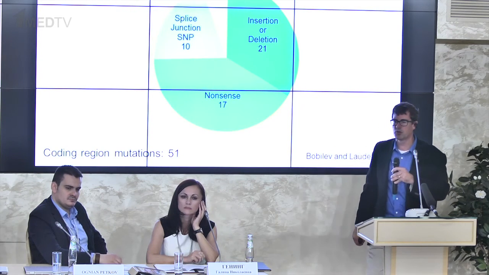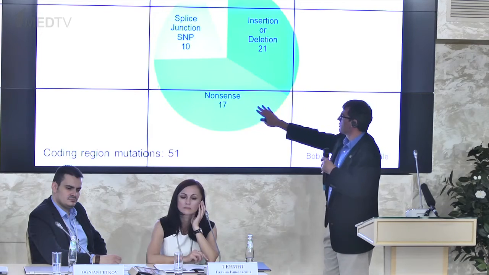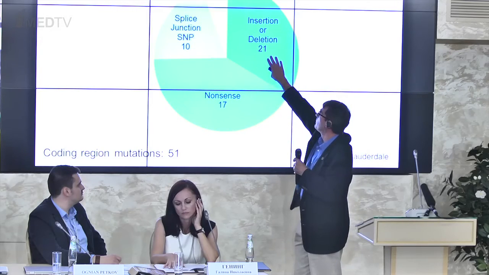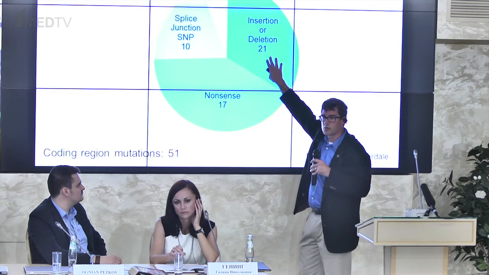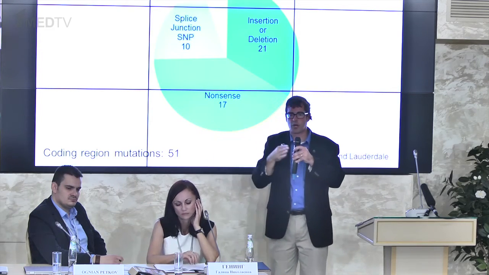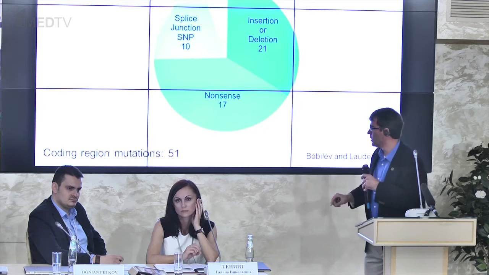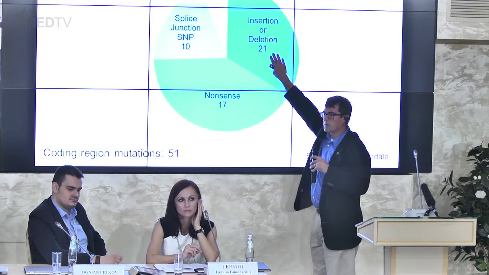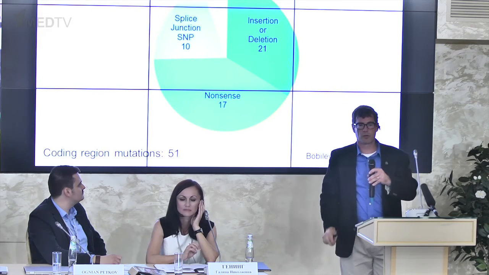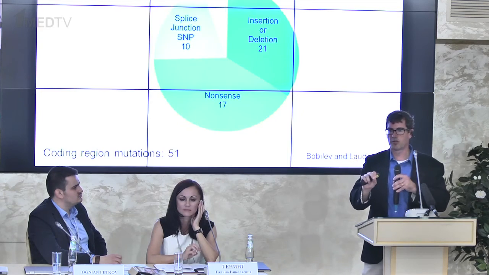If we look at the distribution of mutations by type, in our group, 17 had nonsense changes, that single letter change that creates a new stop to prevent the protein from being made. 21 will have an insertion or a deletion, and 10 had a problem with putting the chapters of the book together. These types of mutations, the insertions and the deletions, tend to be individual, so they occur in one person but not another person.